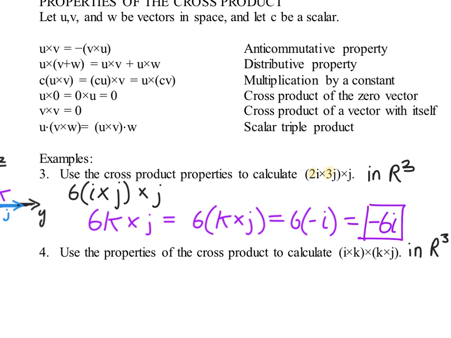So in the case of example 4, we have i cross k. You can look for a property, but if we're working off of this diagram, we would say, okay, let me try to place my hand in such a way that I'm going to get a vector out of this. I could do k cross i. So I put my hand here and close it towards i. That's going to send me towards positive j. So i cross k would be what? Negative j.